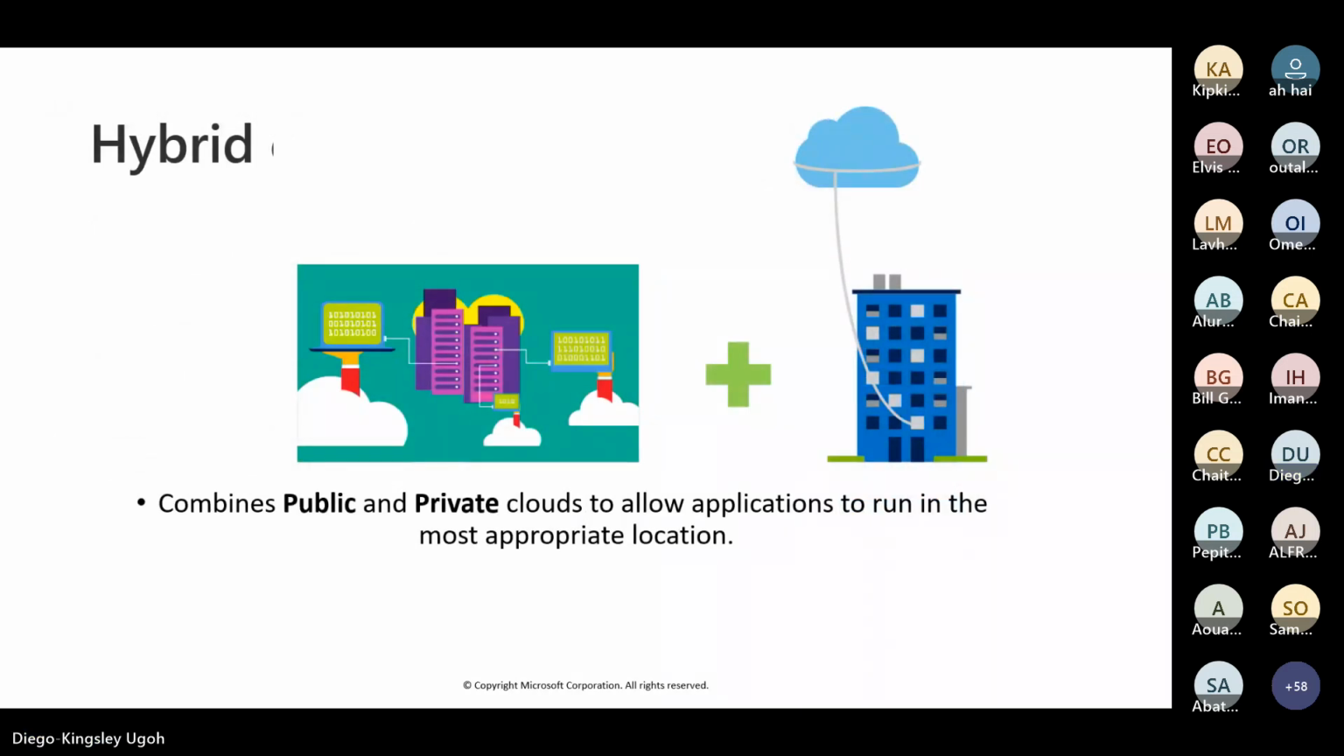The third one we have is the hybrid cloud. Just as the name implies, it's a combination of the public cloud and the private cloud. Some organizations want to have resources hosted in the public cloud, and at the same time, they also want to have some resources hosted locally, private to themselves.